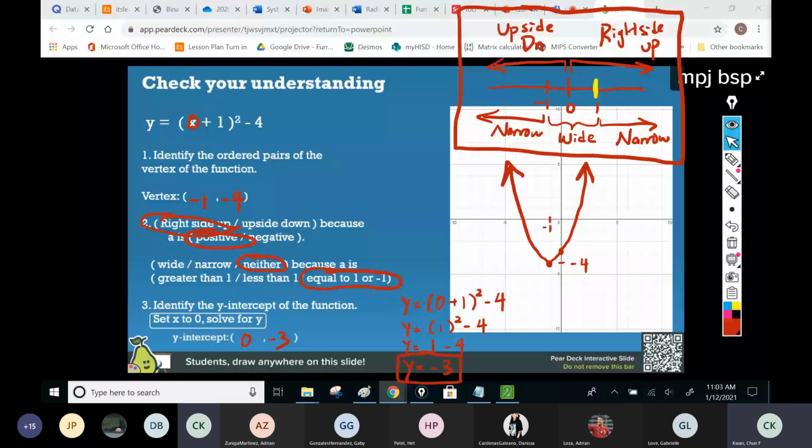All right, guys, I'll give you half a minute. Can you please copy this down? You're going to need to have a copy of this. Copy this down.